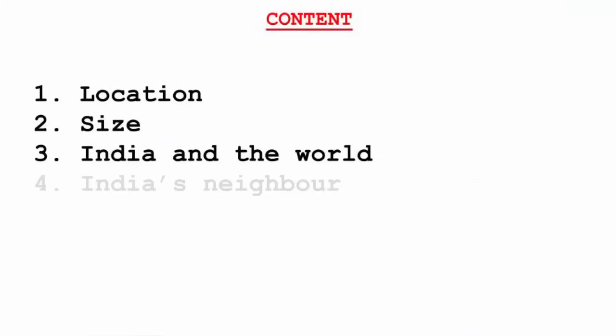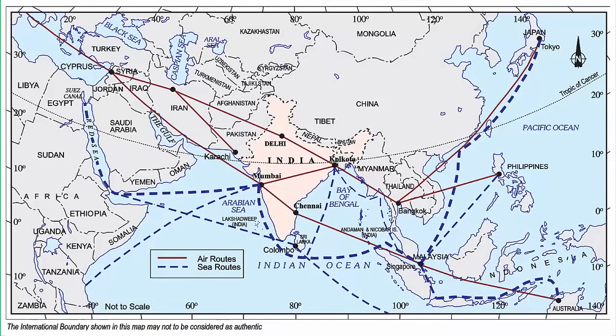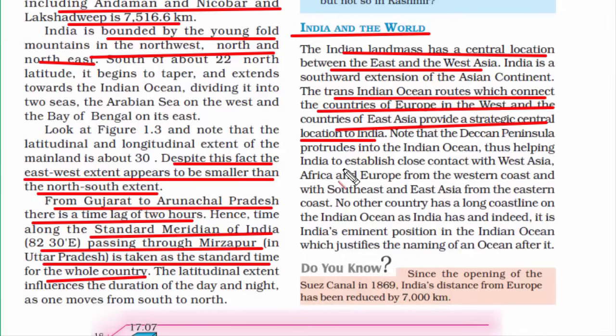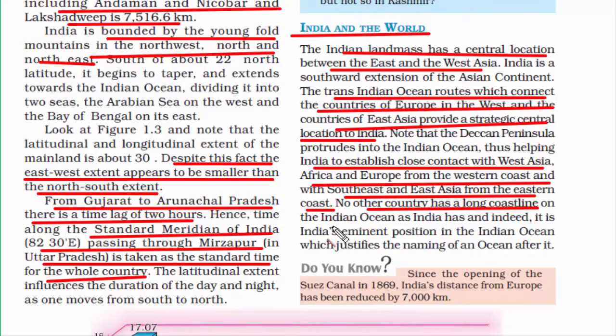The third topic is India and the world. Always remember, India is part of South Asia, not Southeast Asia. Our location is very strategic. All the ships that come from Europe, when they have to travel to East Asia, pass through the Indian Ocean. It helps us in establishing close contact with West Asia, Africa and Europe. No other country has such a long coastline, so this is a very strategic position for us in terms of geographical location in the world. Always remember this point because it will fetch you good marks in the exam.